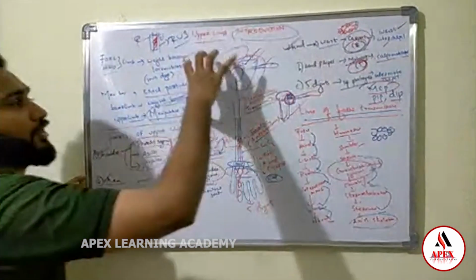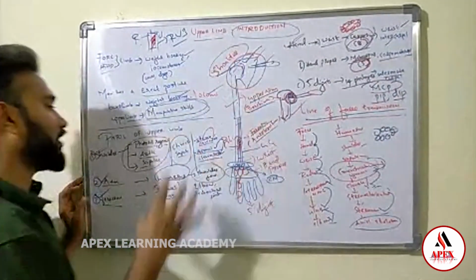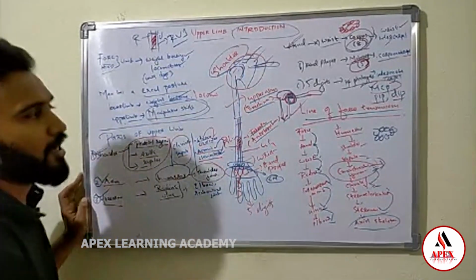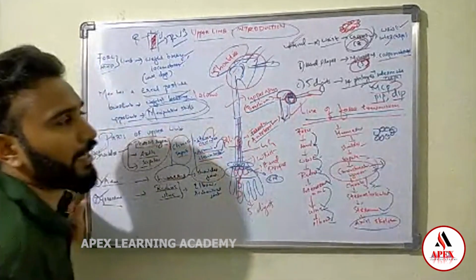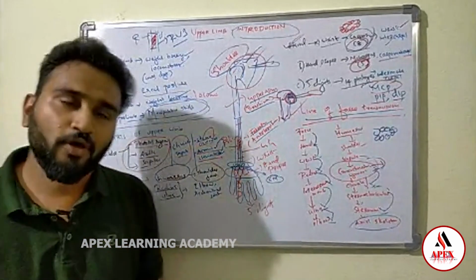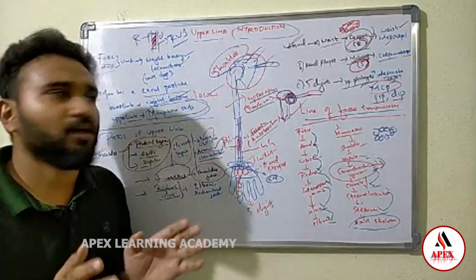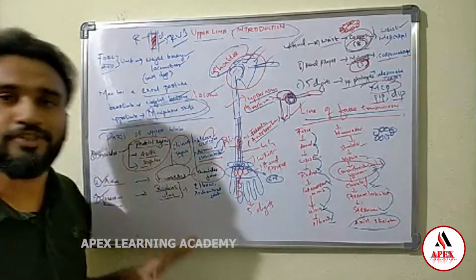So the main things we discussed in this session, the introduction chapter of the upper limb, are first the important functions, second the major parts of the upper limb, which we divided into 4 parts, and lastly the line of force of transmission. So just understand this chapter and create a base from it. That's all about this chapter. Okay, thank you.